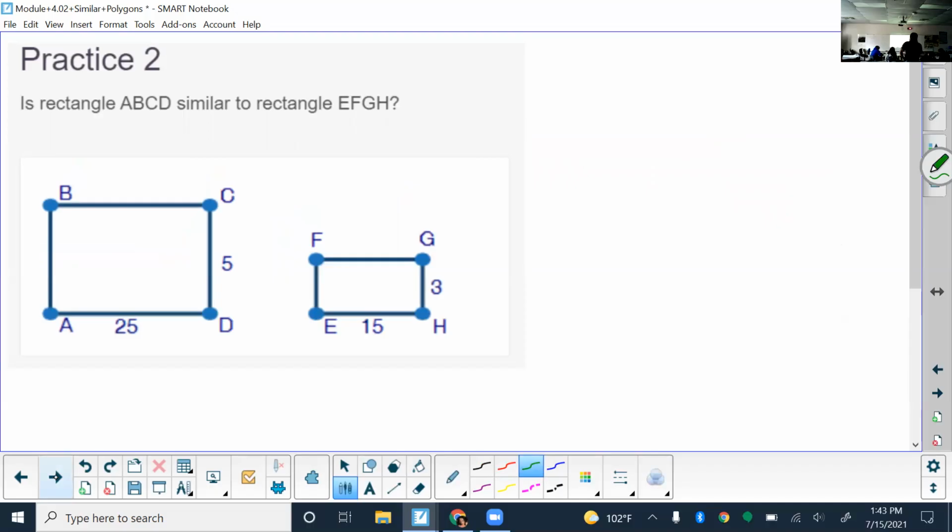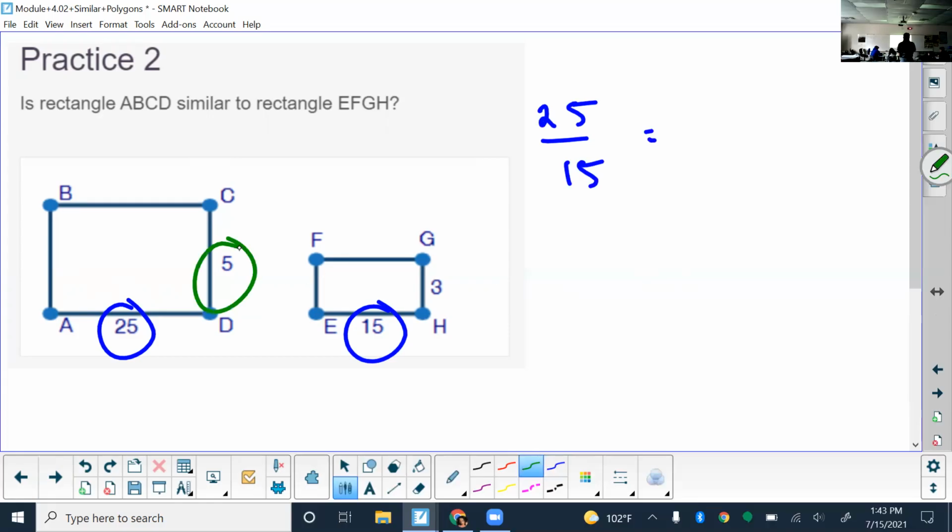All right, so is rectangle ABCD similar to EFGH? So it kind of looks like it, but to know for sure, we have to prove that they are proportional to each other. So if I do my corresponding sides, so if I do 25 over 15, do I get the same thing as when I do 5 over 3? All right, you can test that out in your calculator. You can try simplifying the fractions and see if you get the same fraction.